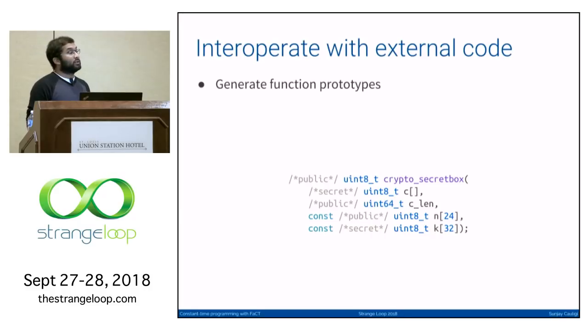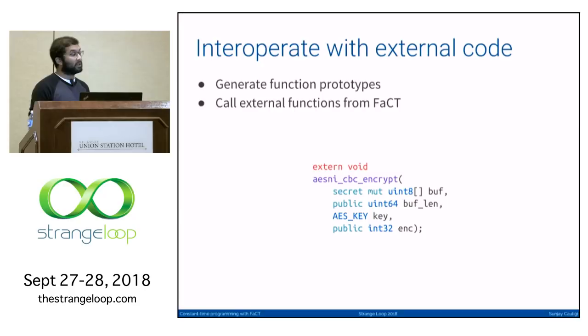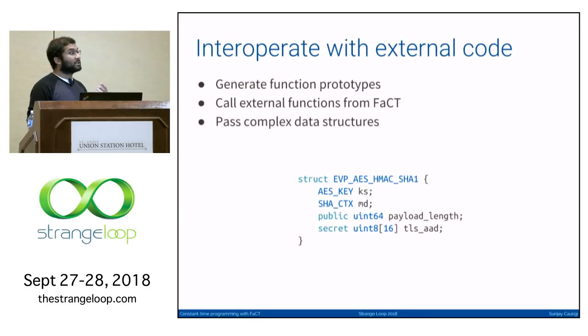The FaCT compiler can generate header files with function prototypes so that your C code or any other code with a foreign function interface knows how to call the exported FaCT functions. You can call external functions from FaCT as well, provided you give the FaCT compiler an appropriate extern declaration for the function. You can even pass complex data structures as long as FaCT knows the proper memory layout for the data structure. So you can pass structs back and forth between different functions.